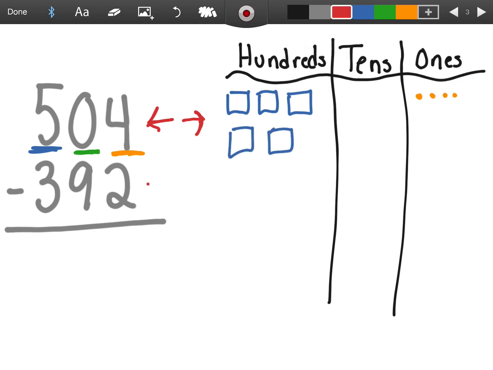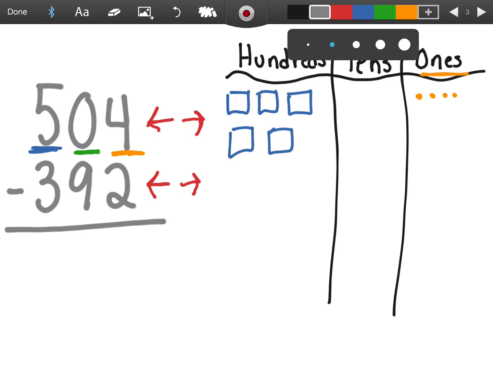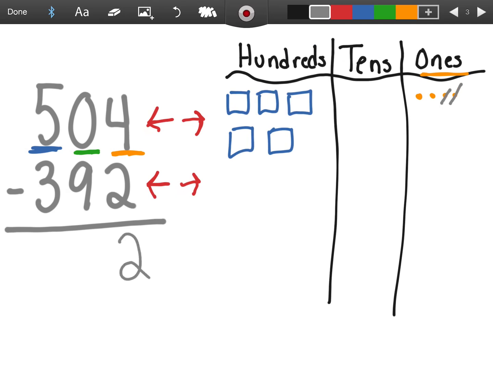So the next thing we do is look at this bottom number and see if we could start subtracting. So we're going to look over here in our chart. We are going to look in the ones place. We have 4 ones and we want to take away 2. We can do that, so we're going to go ahead and cross out 2 ones, leaving us with 2 ones.